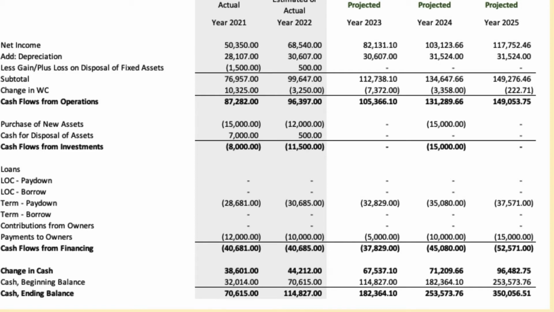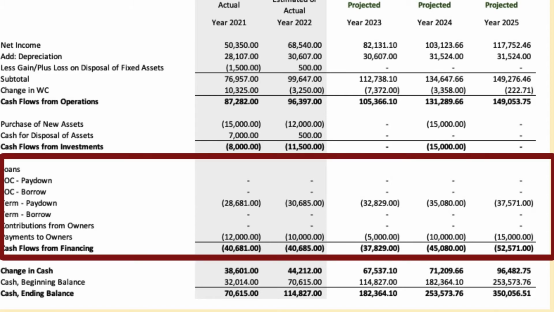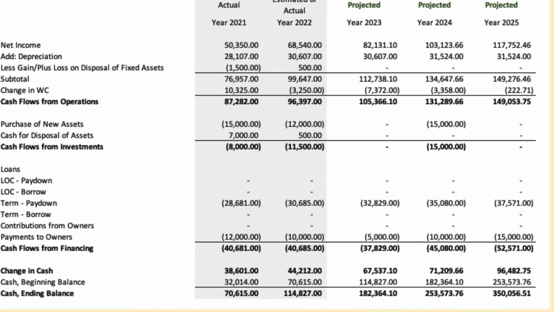The next section shows cash flow from financing. This really is where you have the impact of borrowing more money or paying down on your debt. Or you can see here the payments to the owners, where we put in that in 23 we're paying out $5,000, in 24 we're paying $10,000, and then $15,000 the year after that.